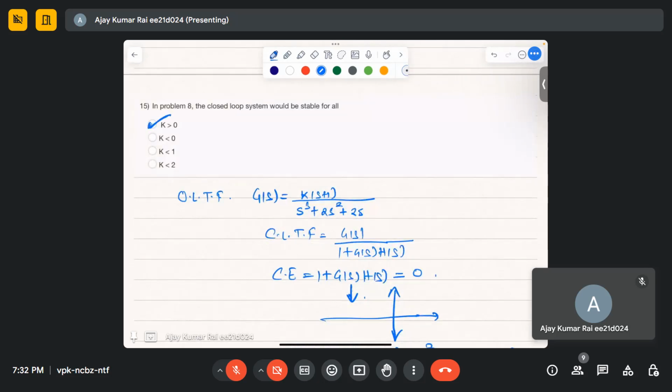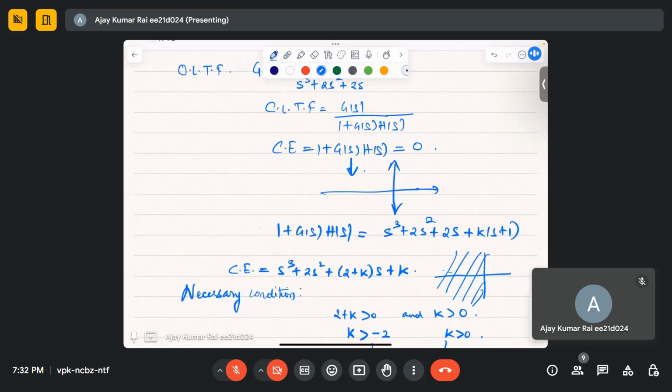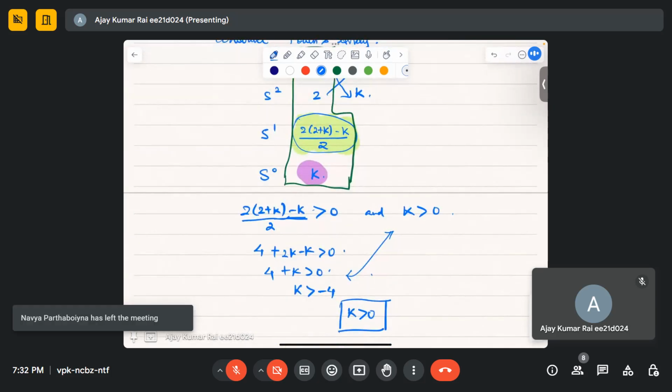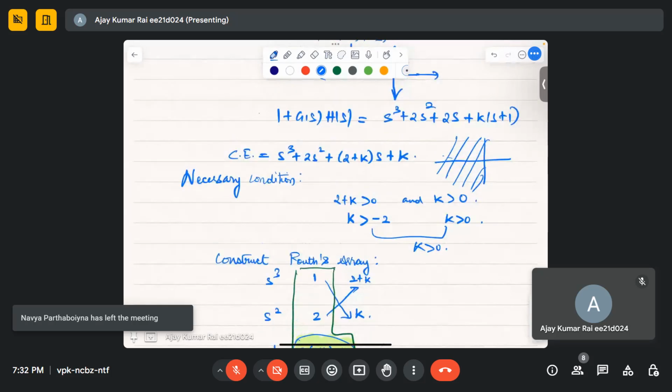Okay, any doubt? So this is again a stability problem that I think has already been covered in the previous assignments also. Any doubt?